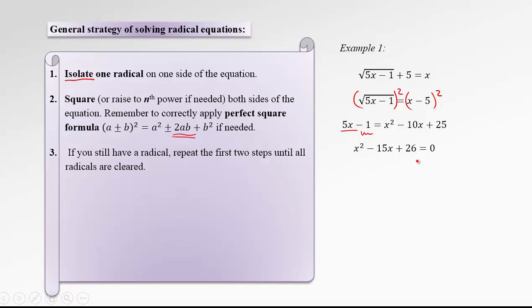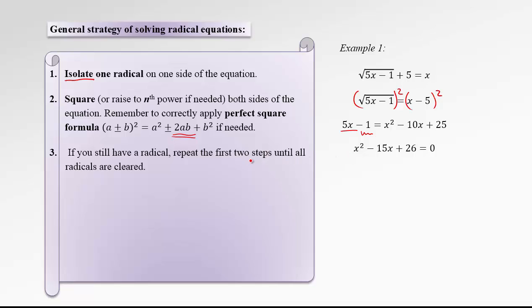Everything equals 0. So after we collect like terms and arrange everything in order, in our example, we have a nice quadratic polynomial. There are no more radicals, but if we still have a radical, for any chance, we repeat the first two steps until we clear all radicals. So if there is any radical left over, again, isolate this radical, square it, and make sure that we don't have any radicals in the end.